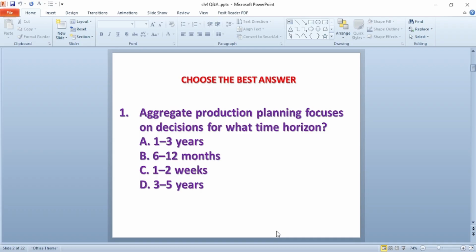Question 1. Aggregate production planning focuses on decisions for what time horizon? A. 1 up to 3 years. B. 6 to 12 months. C. 1 to 2 weeks. D. 3 to 5 years. The answer for this question is B, 6 to 12 months.